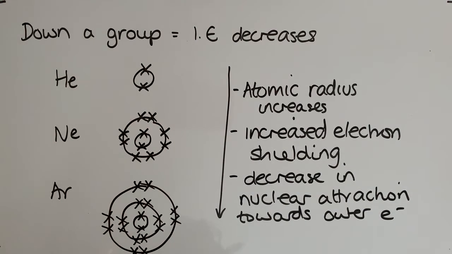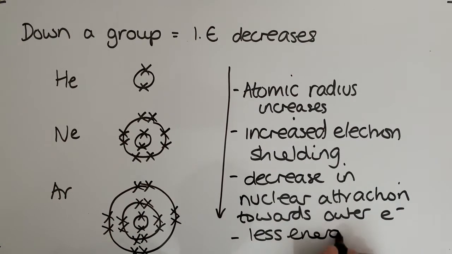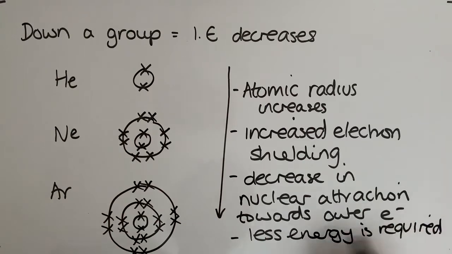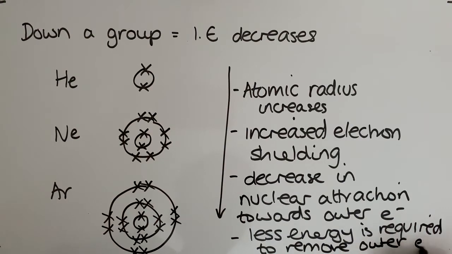increase in nuclear charge. Now, because there's a decrease in nuclear attraction towards the outer electron as you go down the group, less energy is required to remove the outer electron. And these are the points that you should address in an exam question.